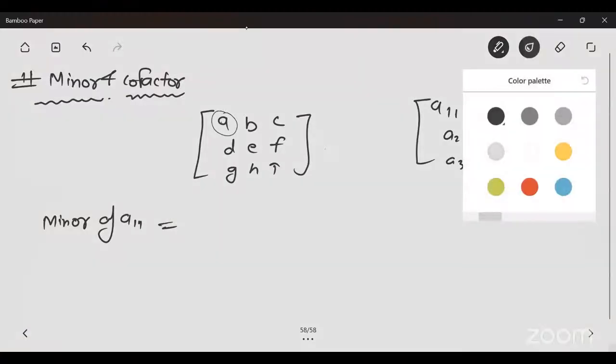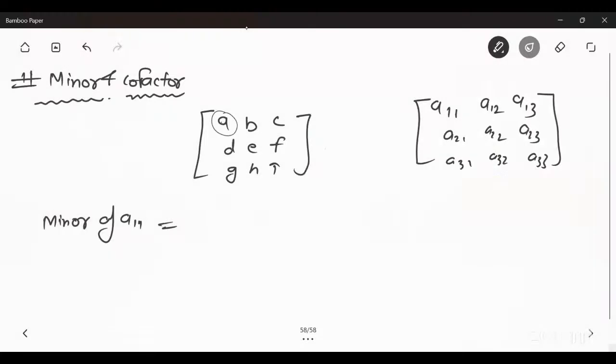So what is the minor of A11? You have to skip that row and that column. First row skipped, first column skipped. So what will you get? The determinant of E, F, H, I. So by cross multiplying you will get E into I minus H into F.